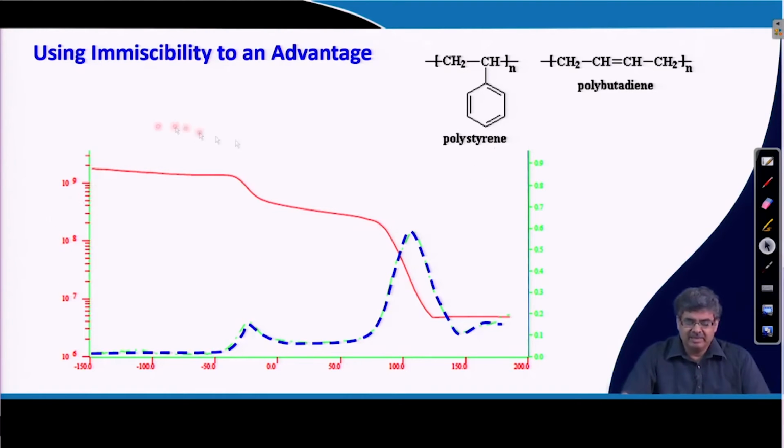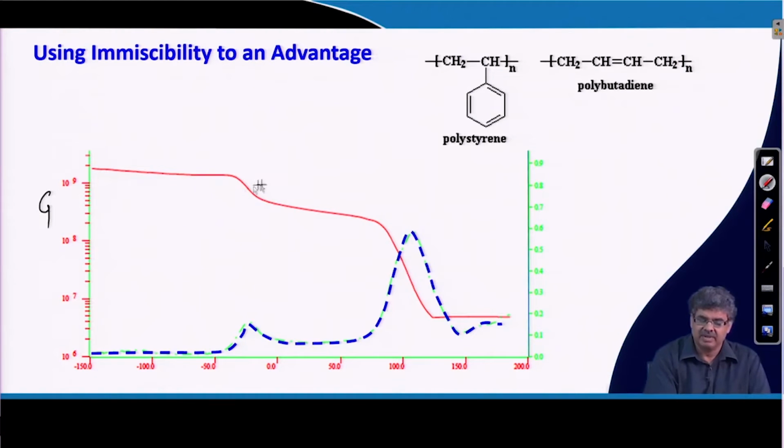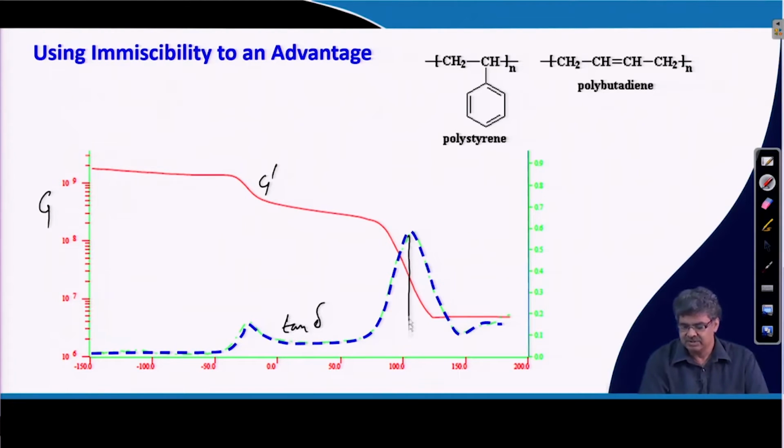And if we do a DMA of this polystyrene polybutadiene sample, we can see that this Tg corresponds to the polybutadiene phase, and this Tg corresponds to the polystyrene phase, and this is tan delta. So, you can see there is a maximum here corresponding to the Tg of polybutadiene, and there is a maximum at a little over 100 degrees, which corresponds to the Tg of polystyrene. We are plotting G prime in this case, and this is tan delta. So, this corresponds to the Tg of PS, and this corresponds to the Tg of PB, polybutadiene. This is tan delta.